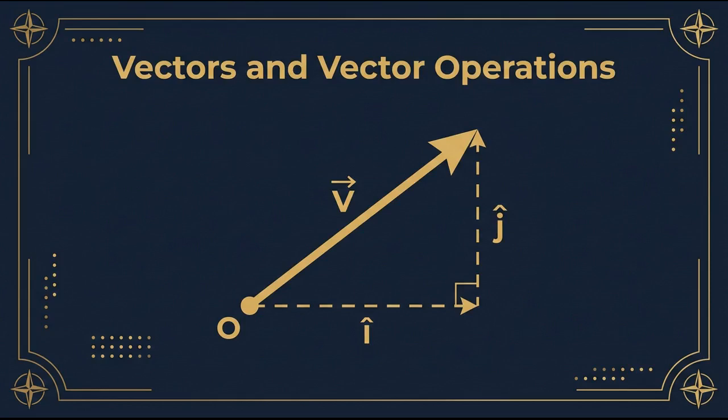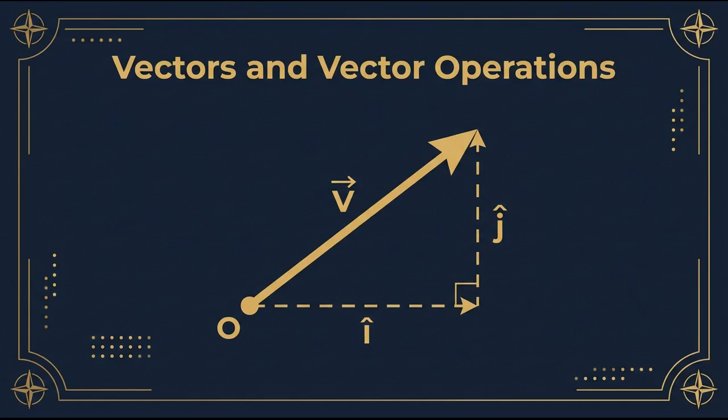We also deal with position vectors. To find the vector from point A to point B, you subtract the position vector of A from the position vector of B. This logic extends to the vector equation of a straight line, written as r equals a plus lambda d, where a is the position vector of a point on the line and d is the direction vector.